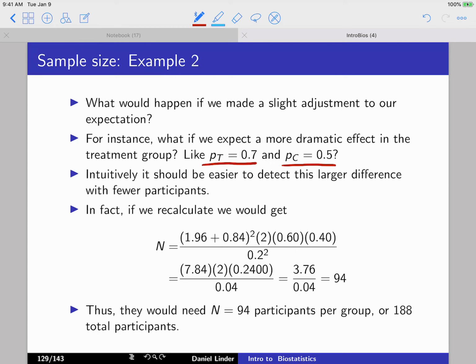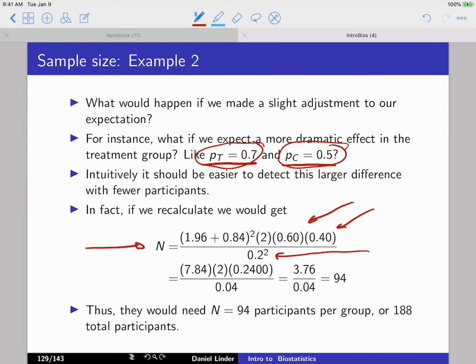So if we just repeat this sample size calculation, everything looks the same, except now we've got a slightly different p-bar and 1 minus p-bar. So you would just take the average of 0.7 and 0.5 in order to figure that out. And we have a slightly different thing down here in the denominator. So the difference is no longer 0.1, it's actually 0.2. So we have 0.2 squared.